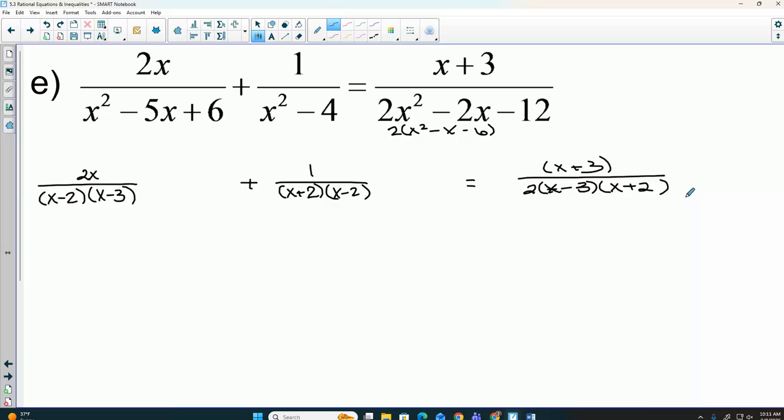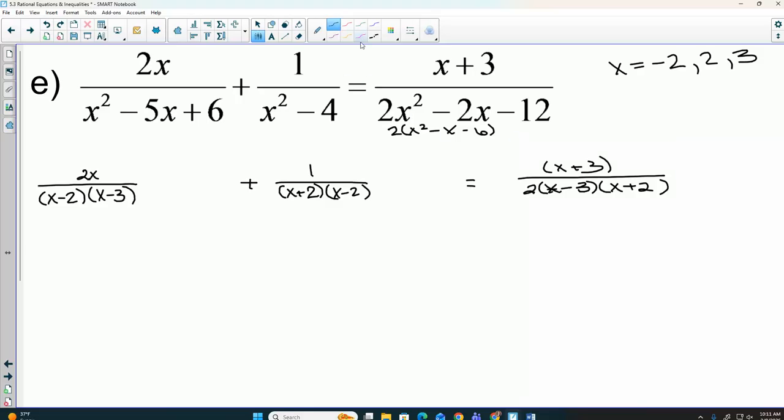So just on this one, we just have more front end work. We had to factor our denominators first. Now we can decide, what can x not equal? Negative 2. Can't equal plus minus 2. Yeah, we can't have a negative 2, we can't have a positive 2, and a 3. So none of those answers will work.